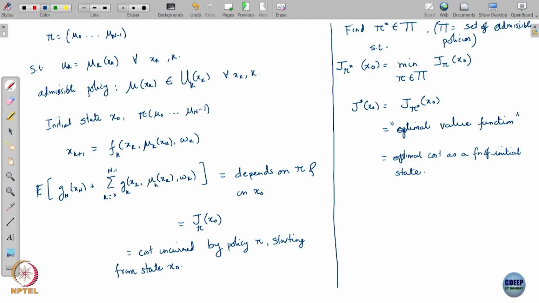So, what we will do in the next class is find ways of computing the optimal value function. I will pause here and we will resume again in the next class.